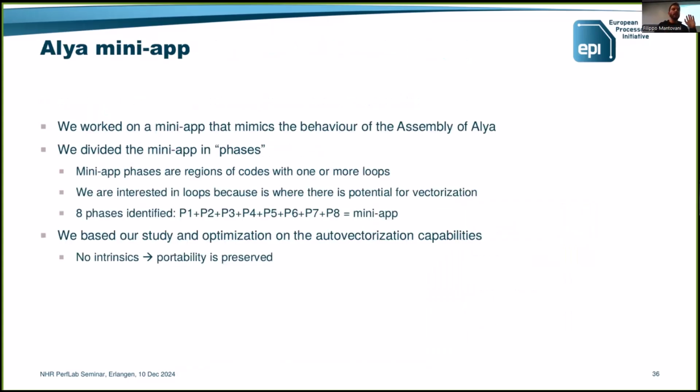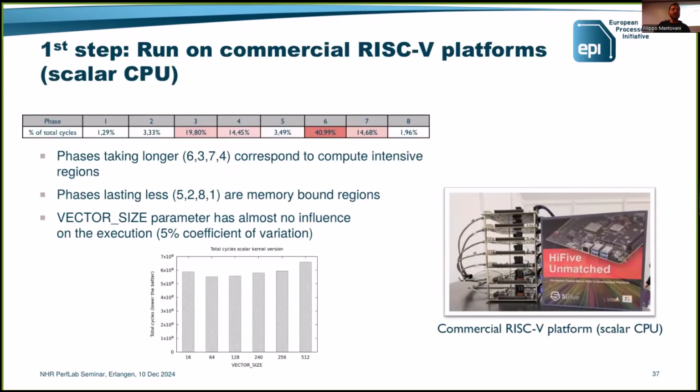Good. So we took the mini app of the blue part, the element assembly, and we divided it in phases. We find, basically in loops, all the loops that we have inside the code. And we started with our tools without using intrinsics, because we know that this code is running on Intel and on other architectures, okay? So we don't want to compromise portability. The first step is to run, on the blue box as before, the commercial RISC-V platform, okay?